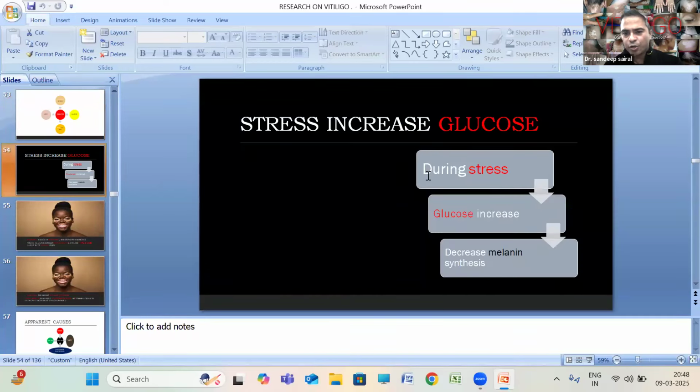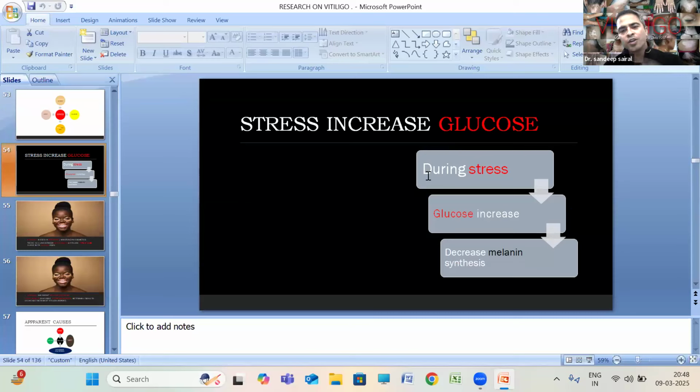During stress, glucose decreases, and when glucose decreases, your melanin synthesis changes. See, glucose decreasing the melanin synthesis. And this concept is used in the cosmetic industry. What they do is add slight glucose in your cosmetic products. That will decrease the melanin and you will look slightly fair. Understanding my point? Slight glucose making you slightly fair.